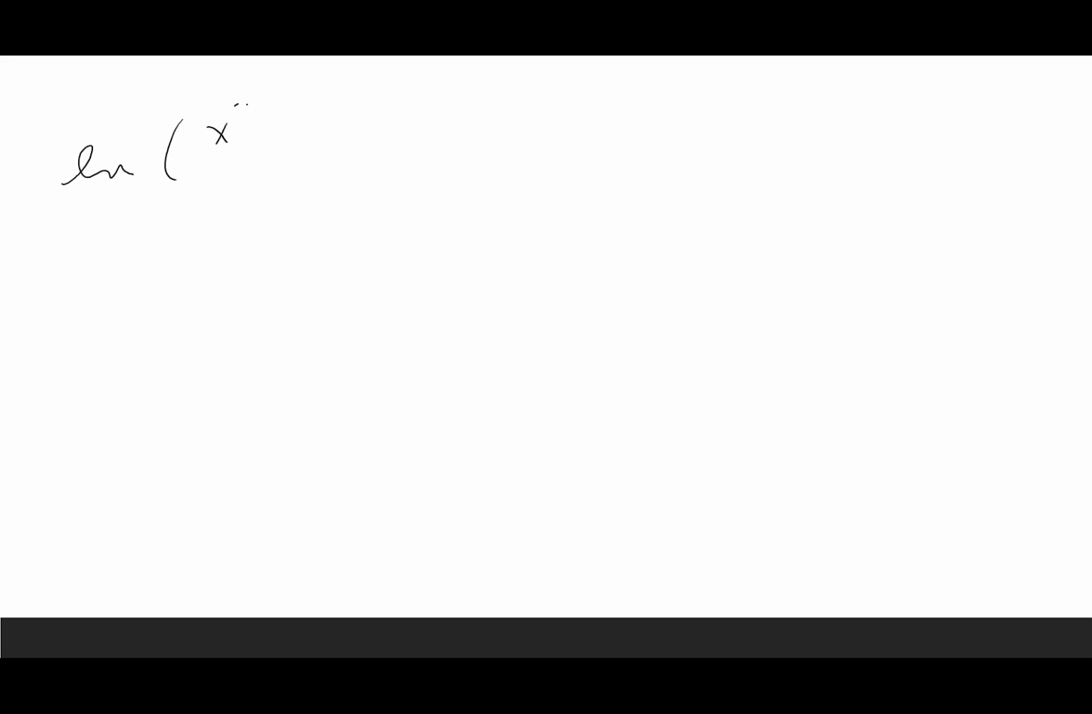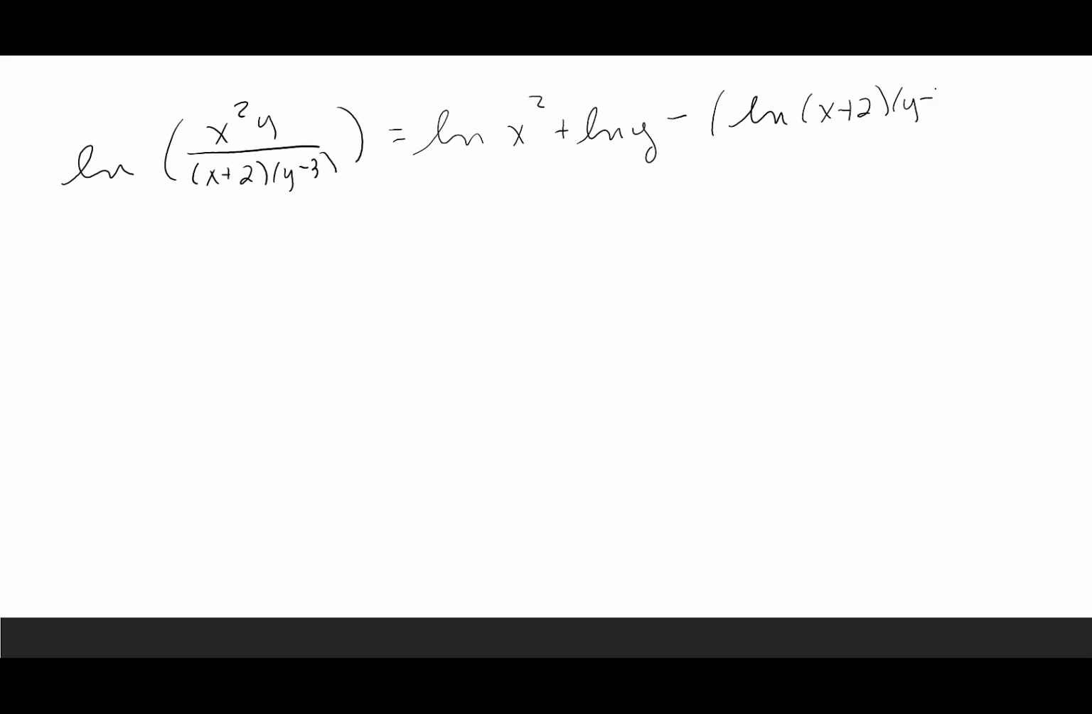Let's say I had the natural log of x squared y over x plus 2, y minus 3. What I want you to see here is how much expansion do I need to do. So what I start to think is anything on the top, it's being multiplied. So it's going to be positive in the expansion. So I have the natural log of x squared plus the natural log of y. On the bottom, I'm dividing, so it needs to be subtraction. So you could do two steps. You could say minus natural log of x plus 2 times y minus 3.